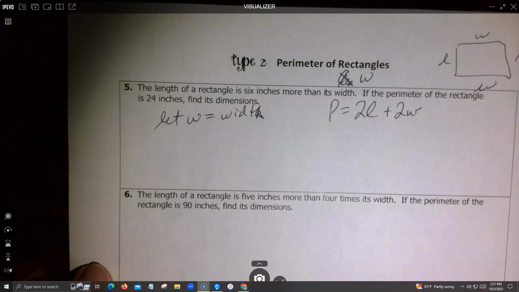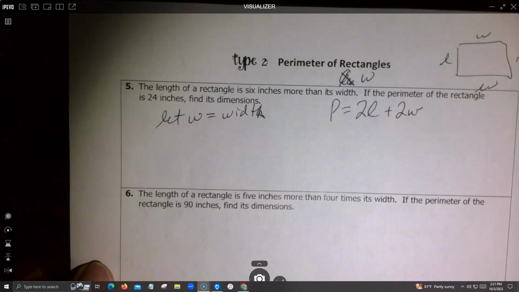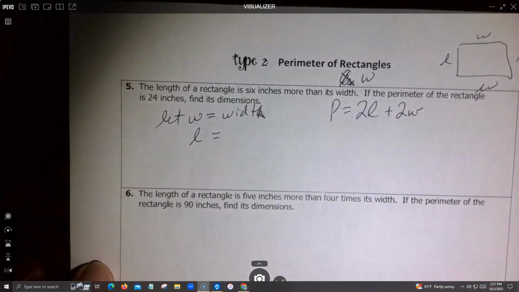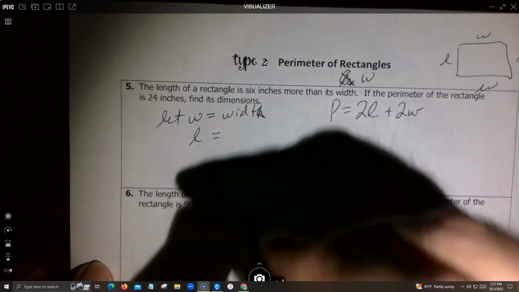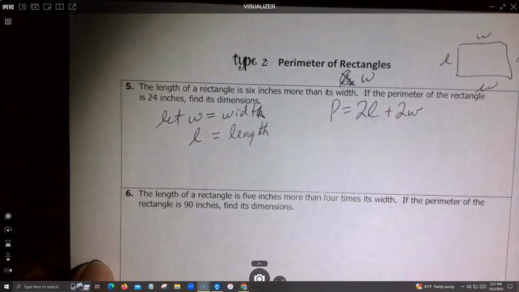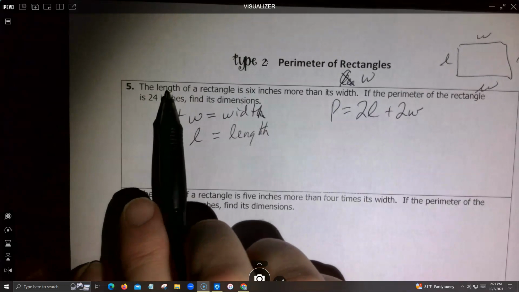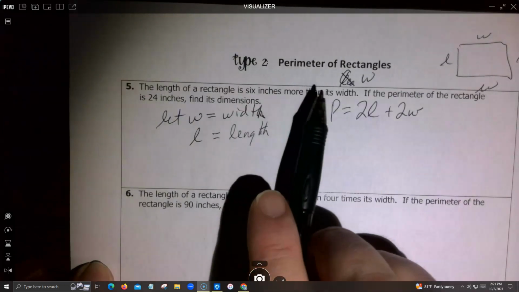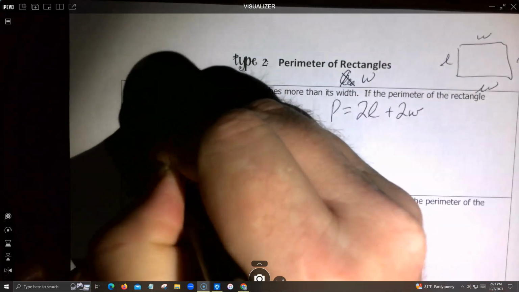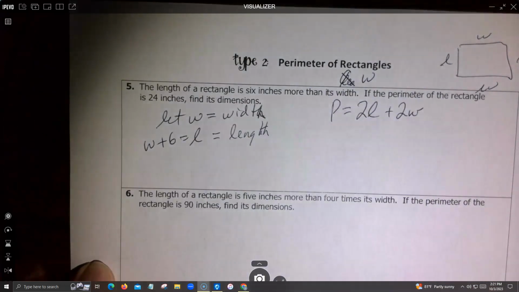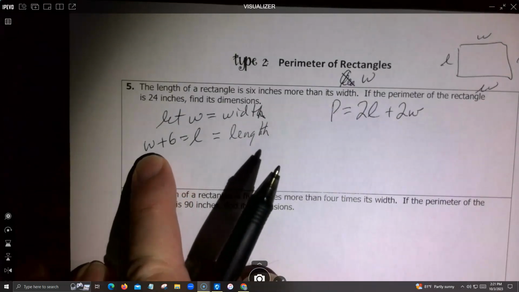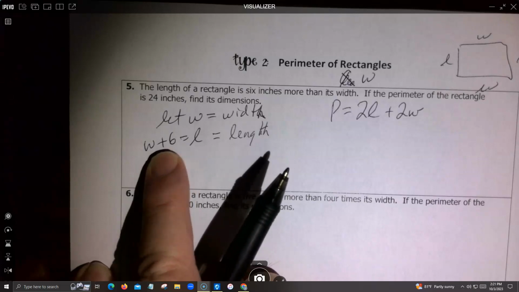All right, so next thing we're going to do is figure out how to write the length. We're not using L, but we're going to use width, so we have to describe length in terms of width. It says the length is 6 more than the width. So this is really w plus 6. 6 more than the width. So we're going to use this right here.